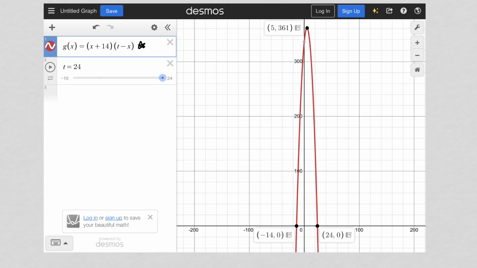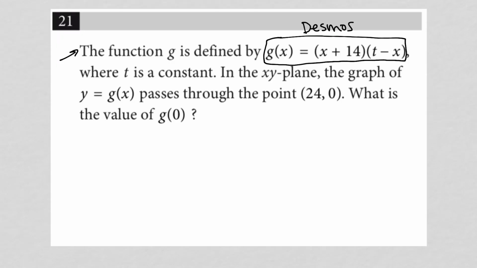I added a slider for t, and I'm going to explain why I set t equal to 24 in a second. Let's go back to the question. So I did graph that just to let you know in DESMOS. The question goes on to say where t is a constant.